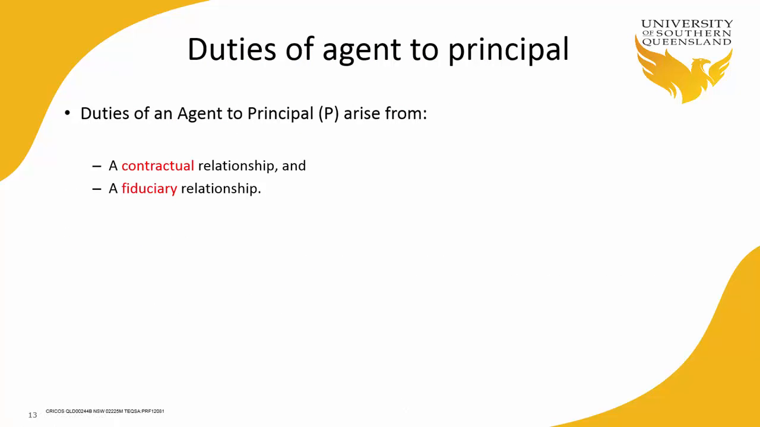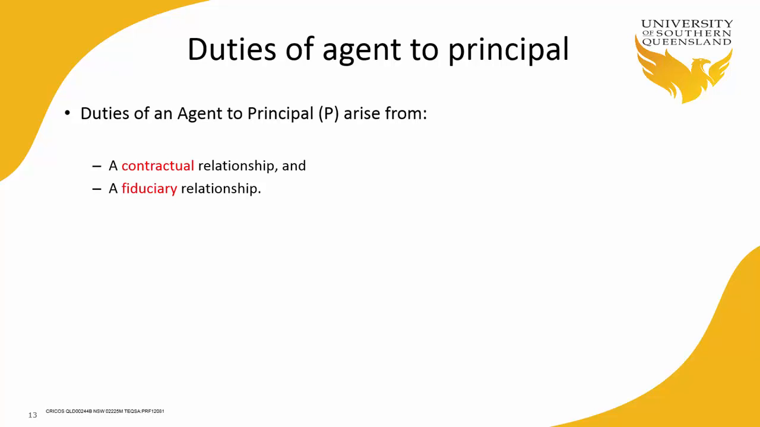So let's start with duties of agent to principal. You have 8 of these, and they are listed for you in the in brief box again on page 525, and it says that the first one, duties of agent to principal, arise from contractual relationship and the fiduciary relationship between the two.